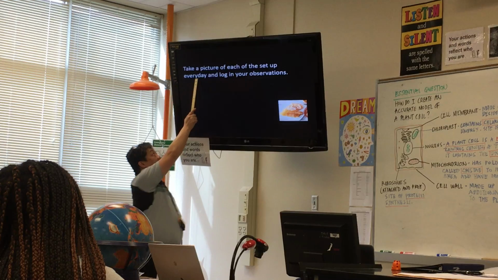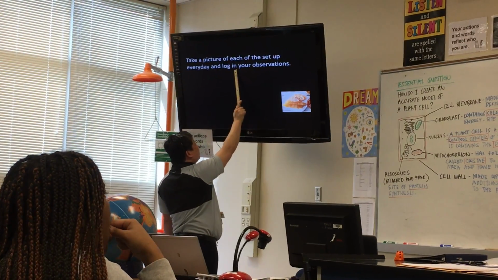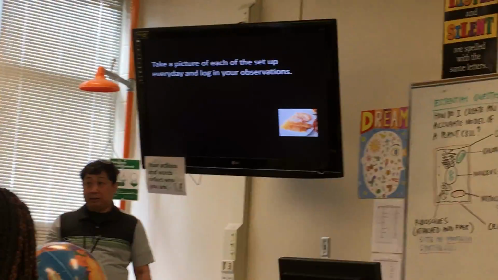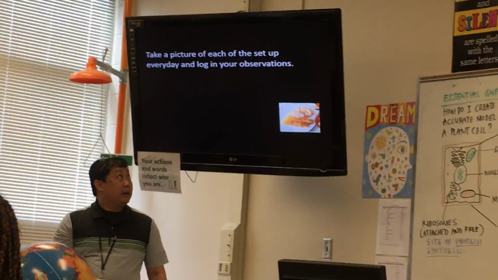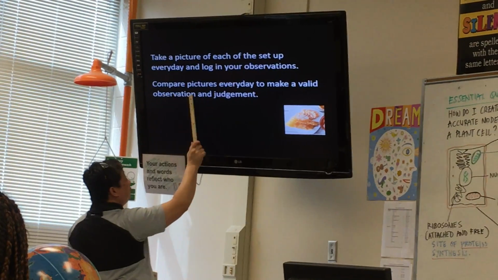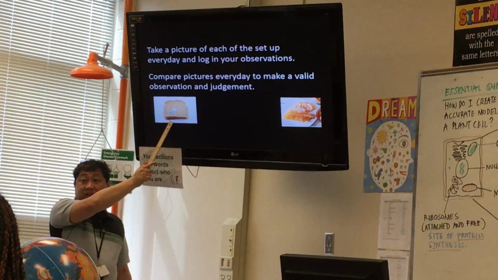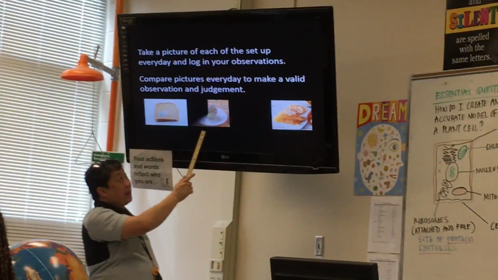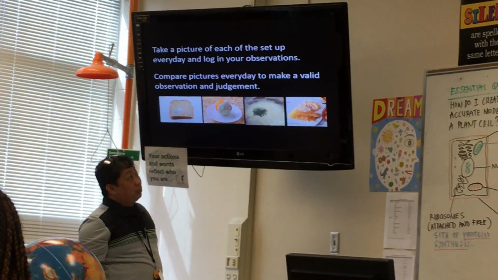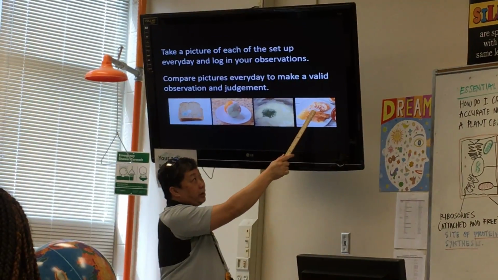Now, take a picture of each of the setups every day and log in your observation. You need to have a picture every day of how it looks. And then, compare pictures every day to make a valid observation and judgment. Now, bread molds, usually they look like this. Now, this one is for the orange. Okay? This one is for the butter, and this one is for the honey.